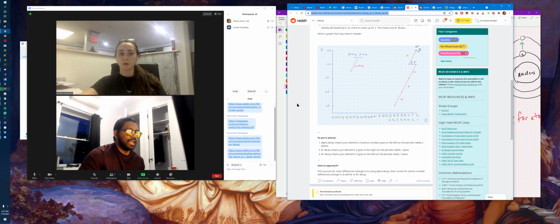Alpha decay means your element's atomic number goes to the left two places. Beta minus decay means your element's atomic number goes to the right one place. Then beta positive is going to be in part 2, the second post. But basically, the thing to think about here is just that a neutron is essentially a proton and an electron.